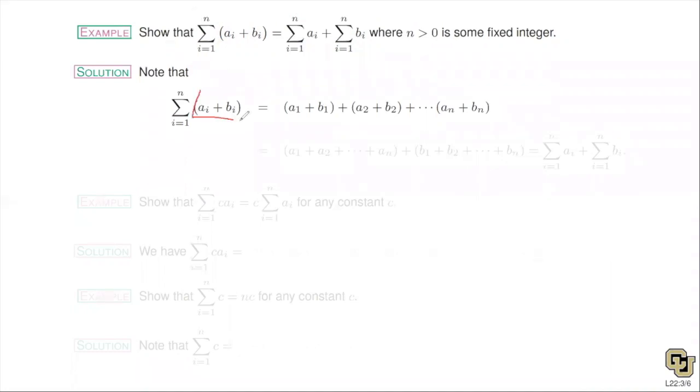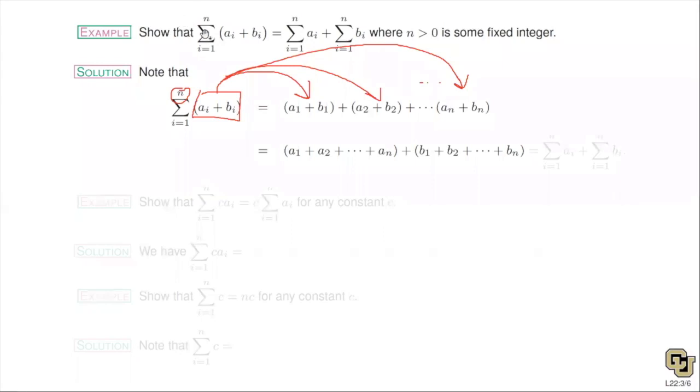So for each fixed i, that's the term I'm expecting to be spit out. So when i equals 1, when i equals 2, when i equals 3, when i equals 4, so on and so forth, when i equals n. Here, think of n as a fixed number, like 5 or 4 or 6, some fixed positive integer.